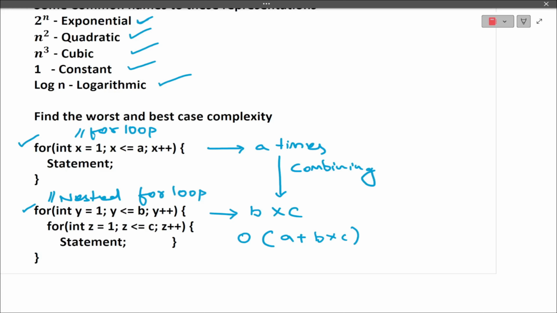Now talking about best case and worst case. Do you feel my best case will be different from the worst case? No, because what is the worst case or the best case for the loop? It will work for that many times only. See, if x is equal to 1 and x is less than or equal to a, it will work till a times only. And if you consider this nested for loop, you will observe that it will work for b into c times only. Could you get what I am saying right now?